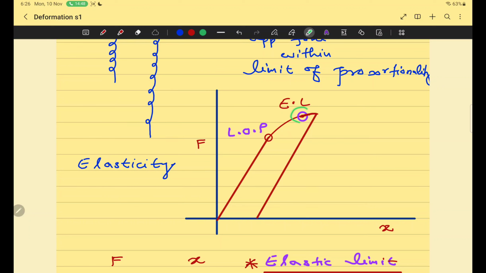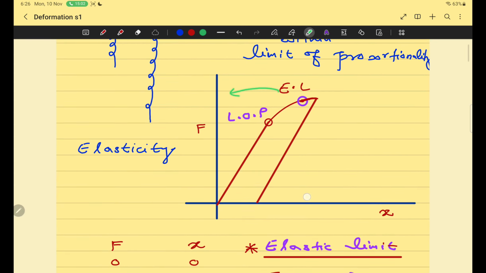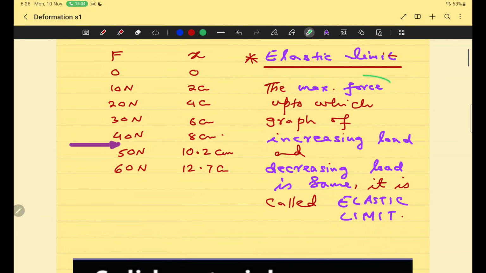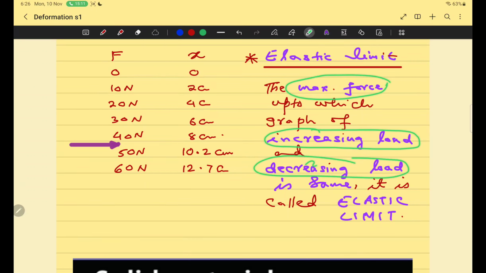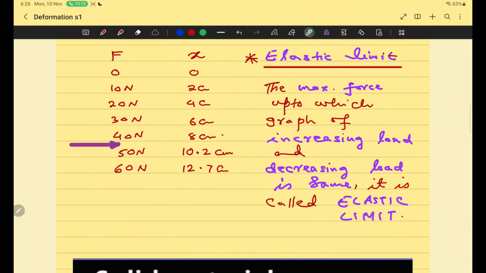Okay. Elastic limit is the maximum force up to which the graph of increasing load and the graph of decreasing load is same. What is elastic limit? Yes, the graph of increasing load and the graph of decreasing load is same.